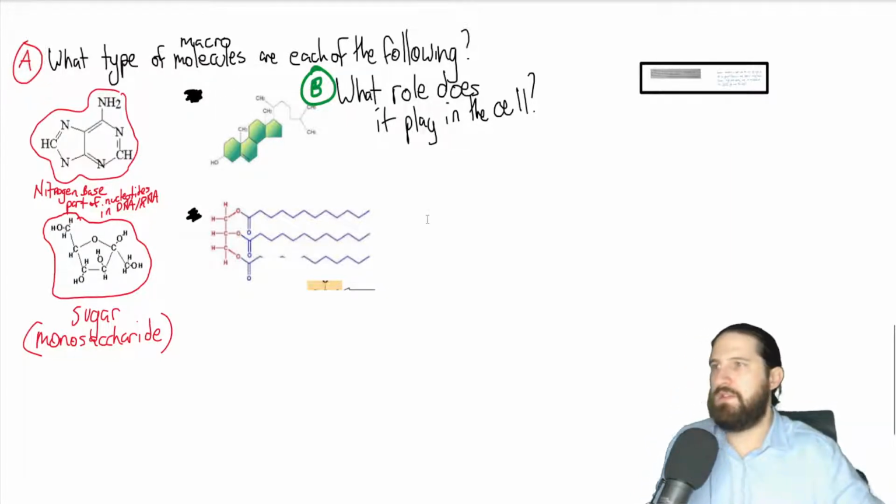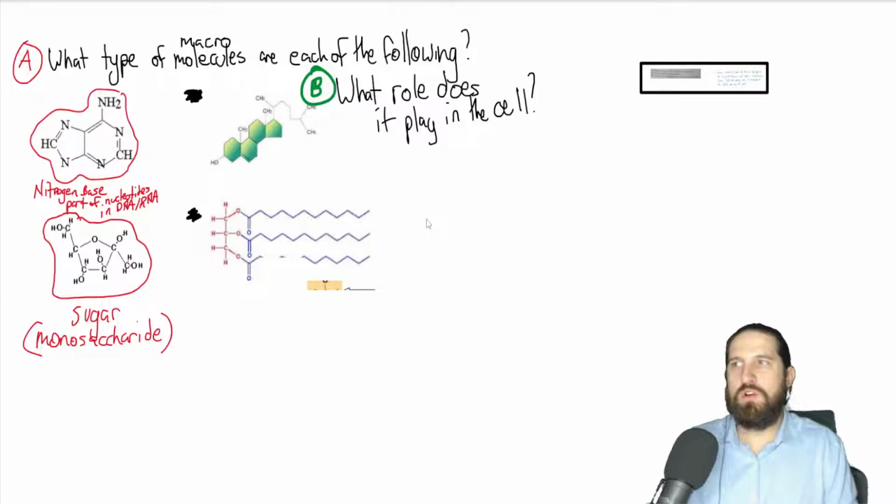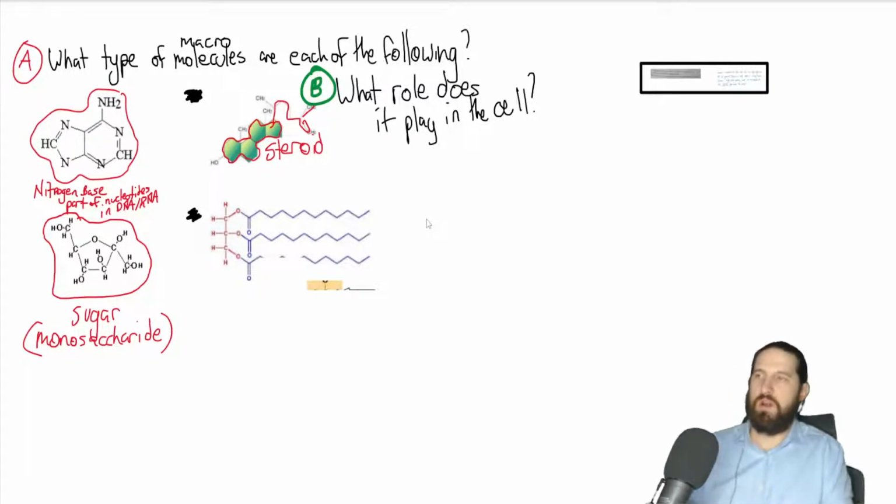Okay, so let's maybe do this. This here is even kind of highlighted, right? The 4 chain there, and then there's a little kind of tail, right? This is the mark of a steroid. The 4 rings connected, that's the mark of a steroid.